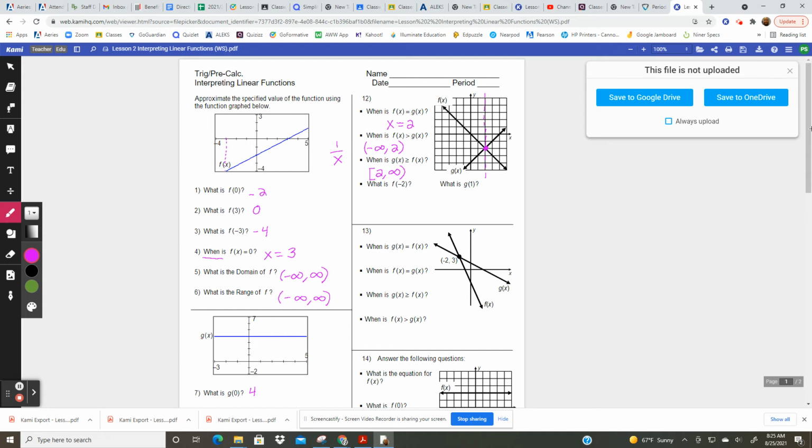Okay, and then what is f of negative 2? So let's go to the x value of negative 2. And where is f? Oh, f's right there at 2. What is g of 1? So if I go to 1, where is g at? G's down here at negative 1, 2, 3.